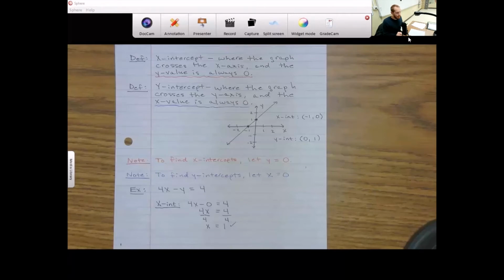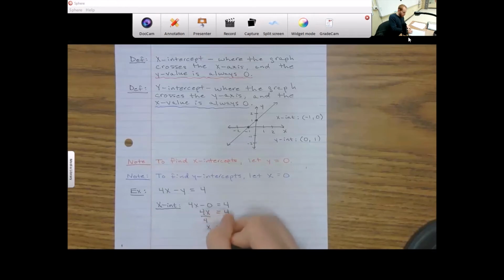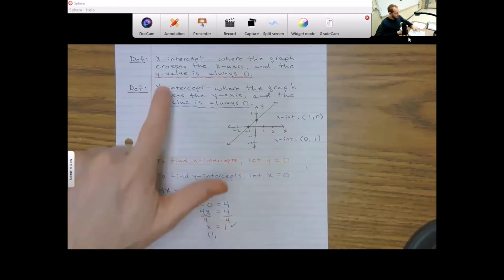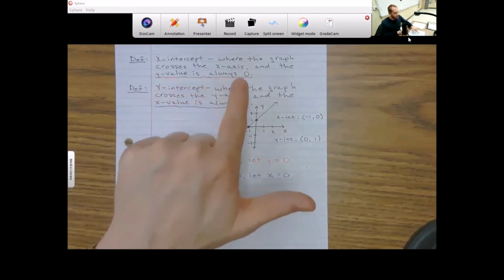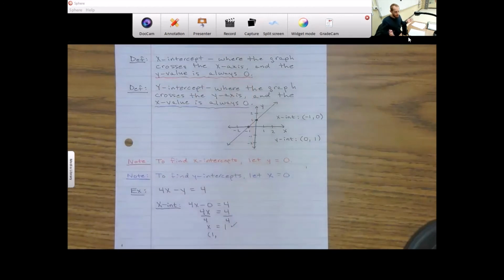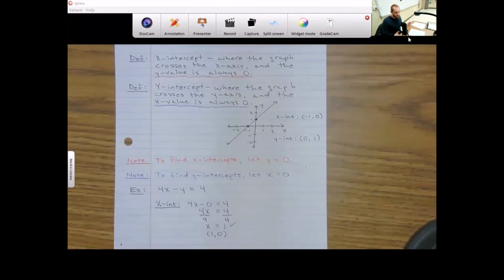But how do I write that as an ordered pair? Well, I know my x-coordinate is going to be 1. I know that for a fact, right? So I put the 1 first. And then what's my y value going to be? Well, if you go back up to the definition, the y value is always what? 0, right? So I'm going to have a 0 here. That's my ordered pair. Now what I'm going to do is find the y-intercept.